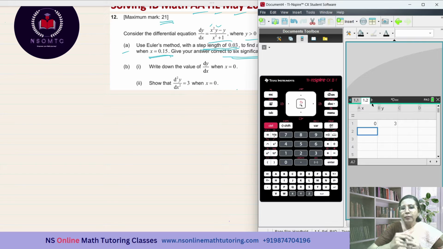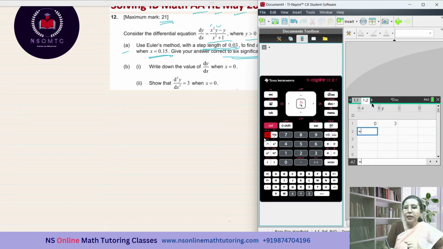I can write the current x value as 0.03, but I will not be doing that. I'll be entering a formula. So a formula will always be starting with the equal to sign. And now where is the previous value of x stored? In the A1 cell. So I'll be writing A1 plus h. h is 0.03. Okay. Enter. You see, now the current value of x is stored in the A2 cell.